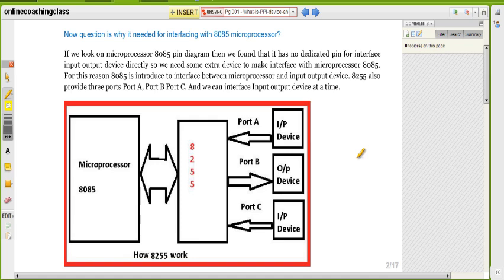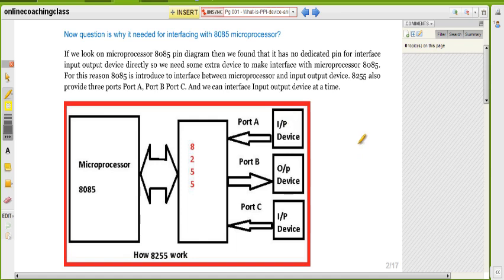8255 also provides 3 ports, mind it. If we use 8255 as a PPI device for interfacing input-output devices with the 8085 microprocessor, the 8255 has 3 ports: port A, port B and port C.